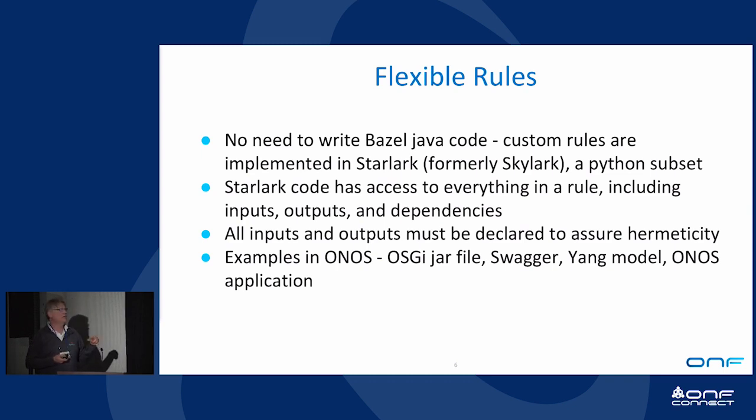And currently, if you take a look in the tools build Bazel section of the ONOS tree, you'll see the ones that we've written ourselves. OSGi obviously is one that's really important because we use Karaf as kind of our base deployment model. But we do things like Swagger, building YANG models, building ONOS apps. These are all written as code that's checked into our tree. And if you ever want to look at how they work, you can just take a look at that.